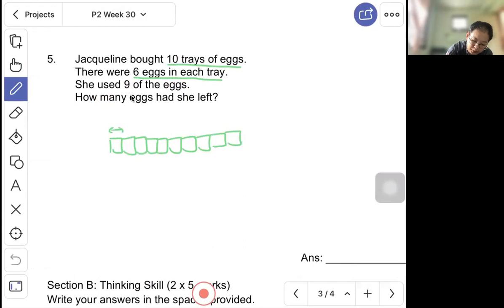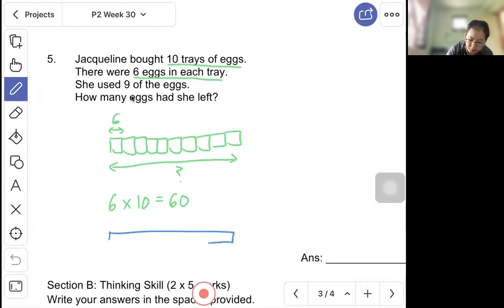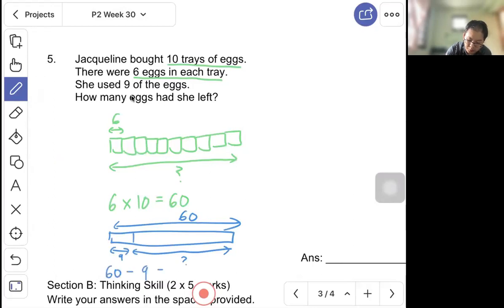So first you have to find how many eggs there are. So that is 6 times 10 equals 60. Now she used 9. So here is 60. She used 9. How many left? 60 minus 9 equals 51. So she had 51 eggs left.